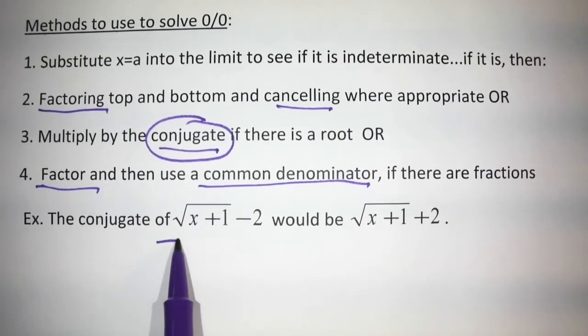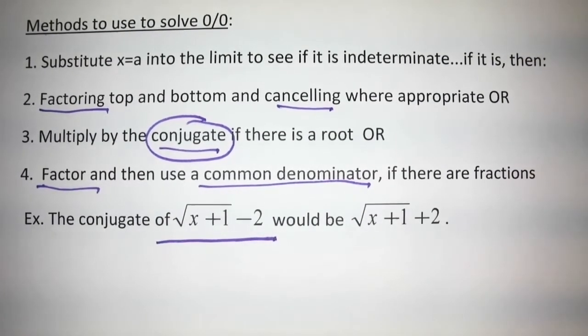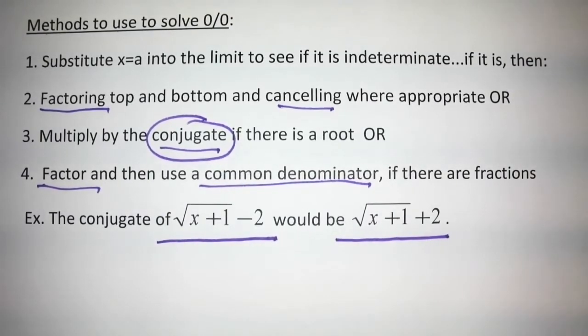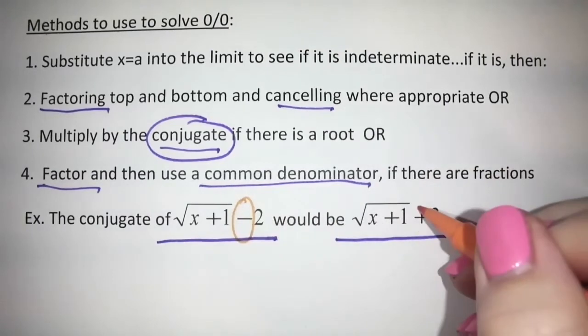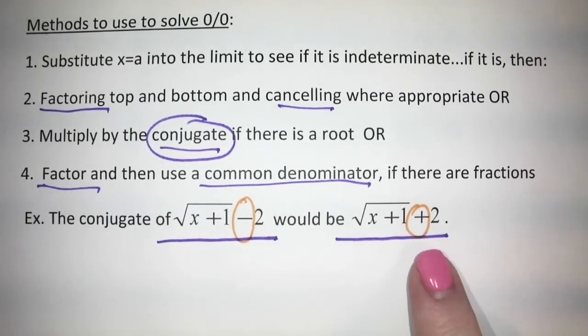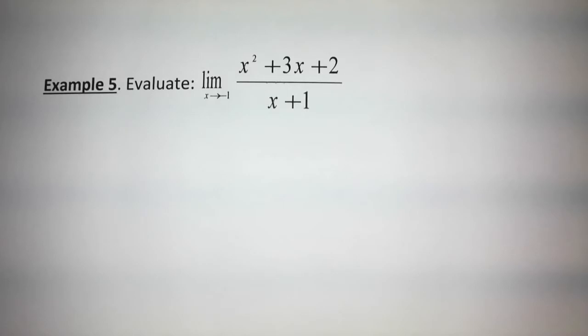Now the conjugate: if you have root x plus 1 minus 2, the conjugate would be root x plus 1 plus 2. All that happens in a conjugate is the root stays the same. The sign between the root and the other number, or sometimes between two roots, just switches. So this negative 2 here switches to positive 2 here. Okay, so we're going to talk about a bunch of limits and how to evaluate them next.